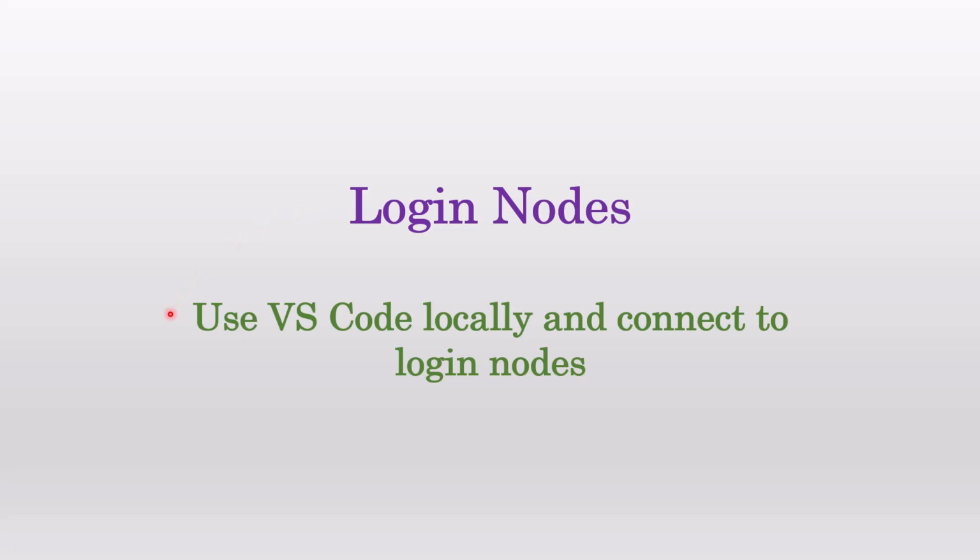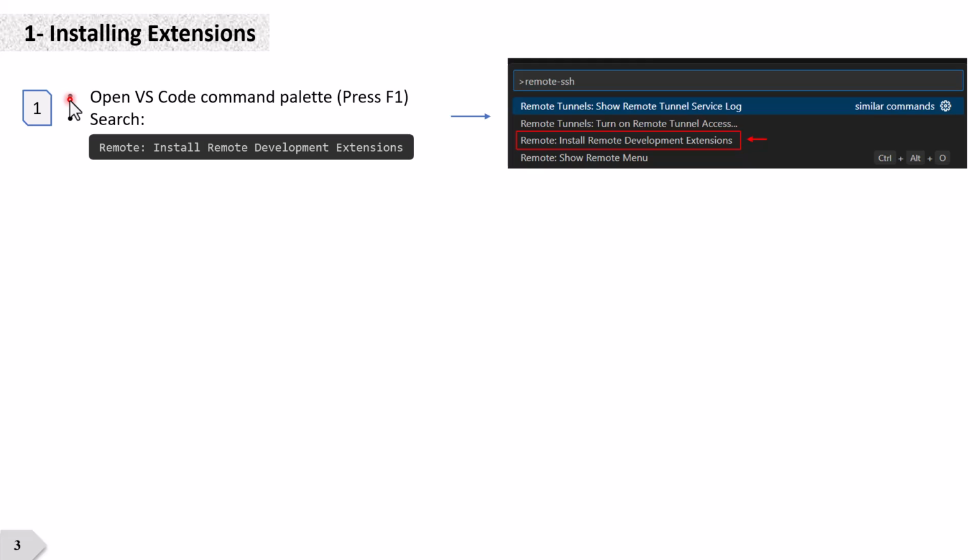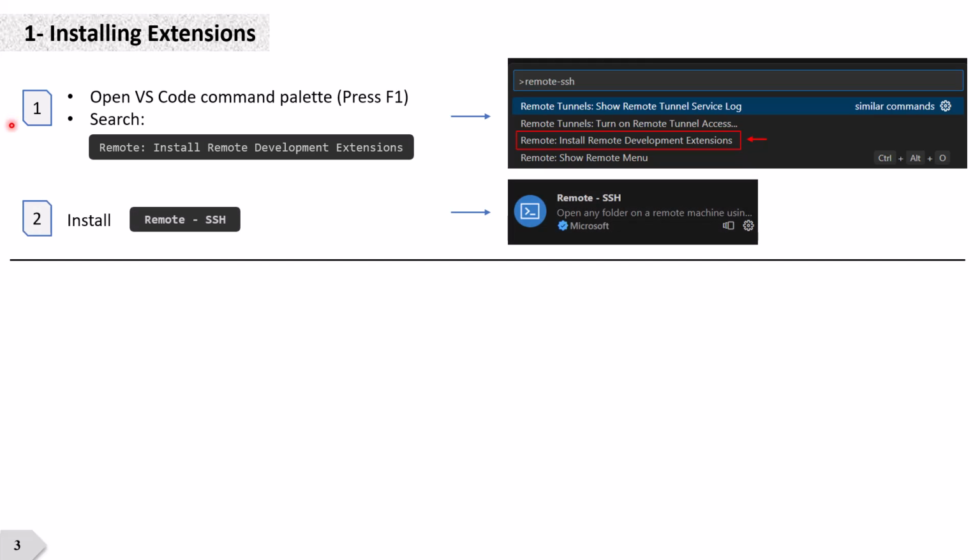Let's look at connecting VS Code on your computer to the login nodes. To enable remote connection in VS Code, we need to install the Remote SSH extension, which allows SSH capabilities.